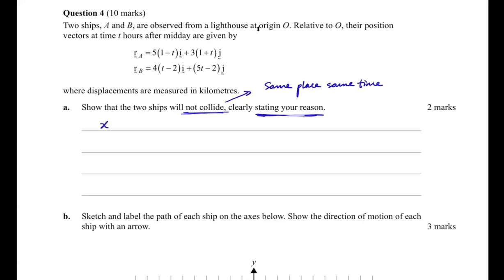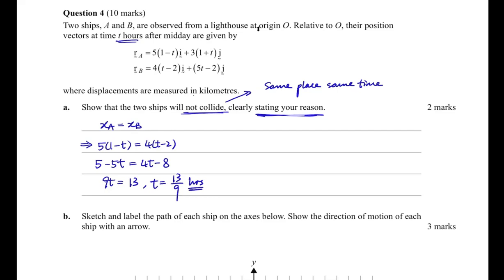So equating xa equals xb: 5(1 minus t) equals 4t minus 2, so 5 minus 5t equals 4t minus 8. 9t equals 13, so t will be 13/9, if I'm not mistaken. No, t hours, not seconds. Hours, kilometers.